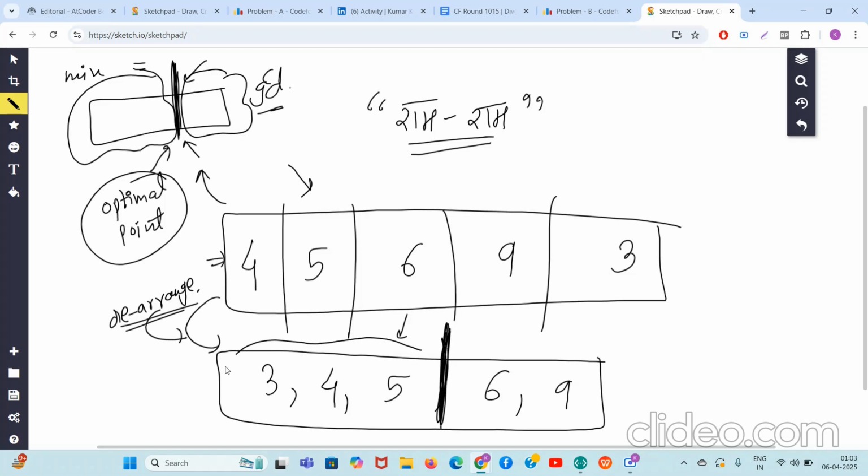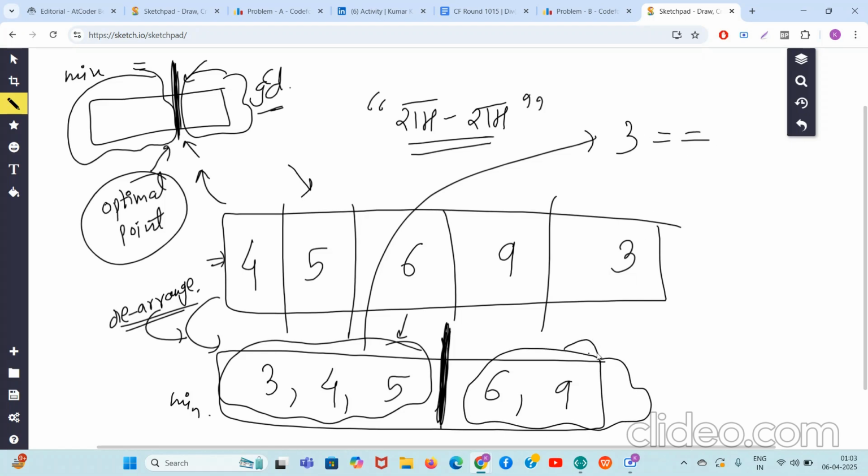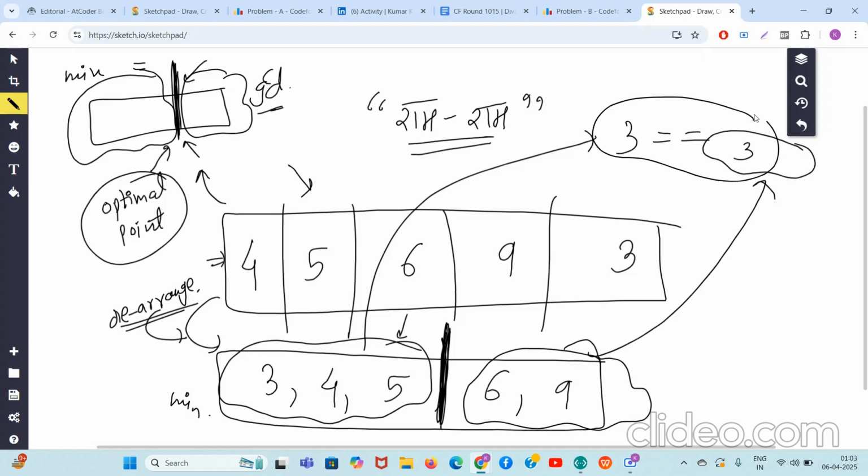See, what is the minimum of this part? Minimum of 3, 4, 5 is nothing but 3. And what is the GCD of this part? GCD of 6, 9 is 3. So guys, it is possible. So the output will be yes. So hopefully you got the question.